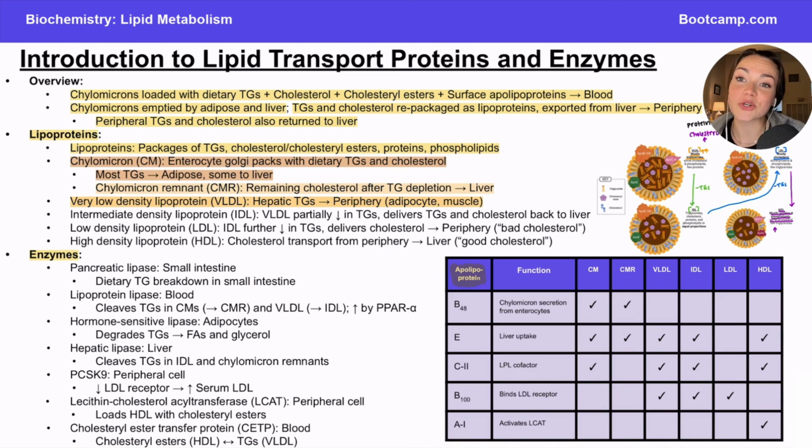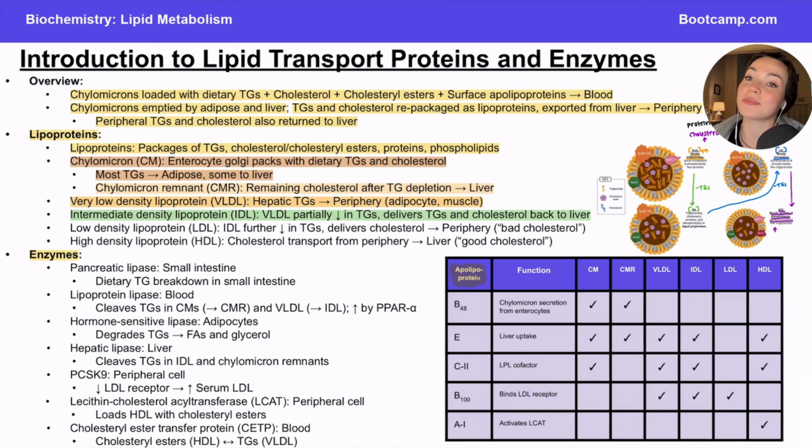Then we talked about our intermediate density lipoprotein, or our IDL, which remember was a VLDL that was partially depleted of triglycerides, making it slightly higher density. Right now, since we've taken some of those triglycerides out, the cholesterol makes up a bigger proportion of that lipoprotein. So the point of that IDL, which has had some of its triglycerides removed already, is to continue to dump triglycerides, and it is going to dump those triglycerides back to the liver.